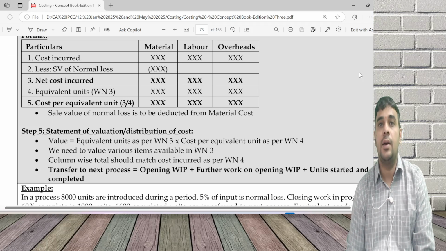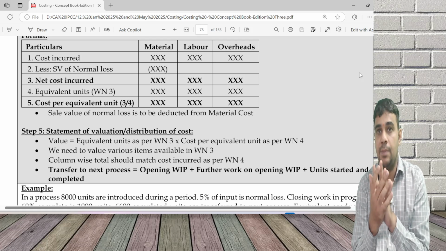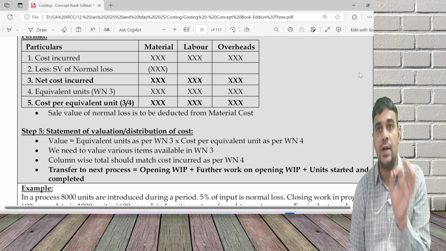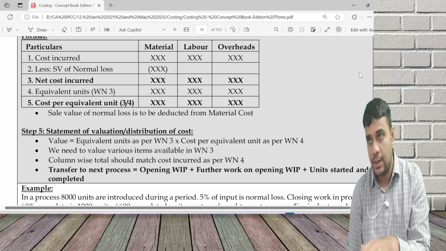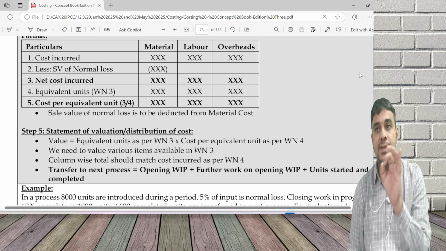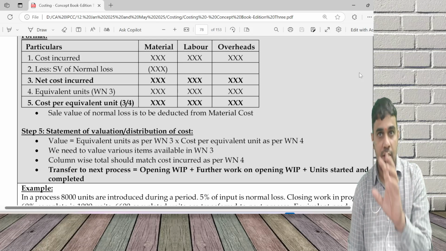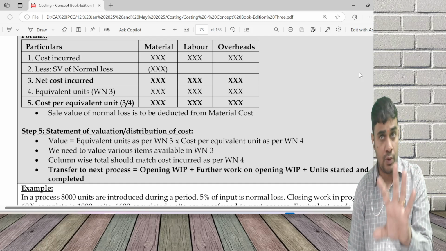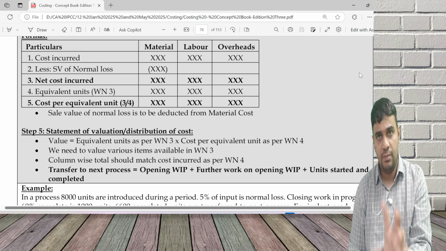Okay. Any doubts in any of those 5 steps? Step one is the process account. Step two is the input output statement. One extra item I calculate is called units started and completed, which is what you complete minus the opening WIP. Then I calculate the statement of equivalent units: particulars, units, material, two subcolumns, labor, two subcolumns, overheads, two subcolumns. In some questions, labor and overhead would be clubbed and given as conversion cost.